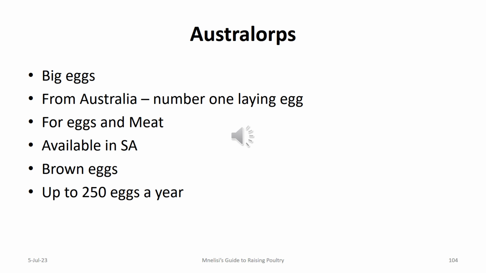Australorp. This is Australia's number one egg layer. They lay big eggs. Expect around 250 brown eggs per year. This chicken is a layer and a broiler. It is also available in South Africa.